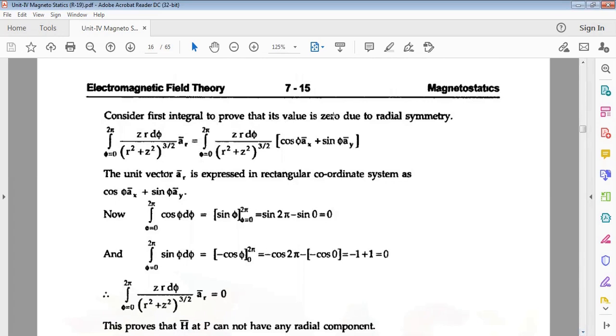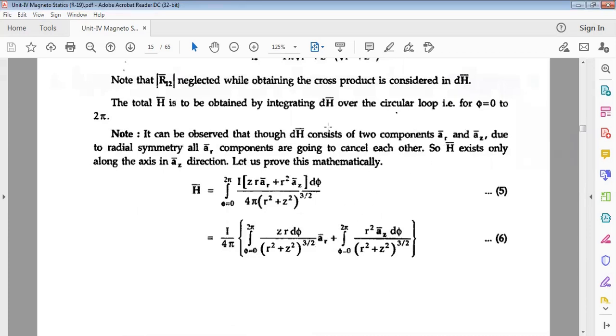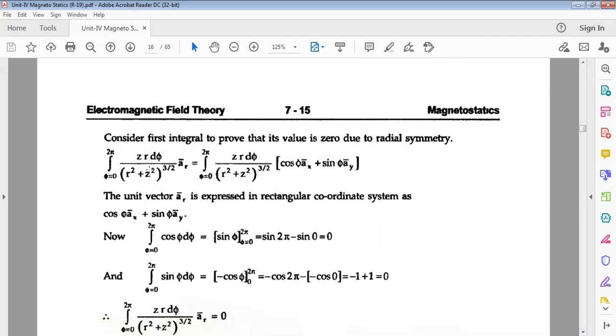And consider the first integral to prove that its value is 0 due to the radial symmetry. So actually, whenever there is an AR bar component, it is eliminated. Because the symmetry is there, on one side we can take the differential element dL bar, and on the other side is also the symmetrical dL bar. There is no component of AR bar. So let us see here the eliminating of AR bar also. How is it mathematically proved? Z R over R square plus Z square whole power 3 by 2 is a common term. Okay, and the dφ AR bar.